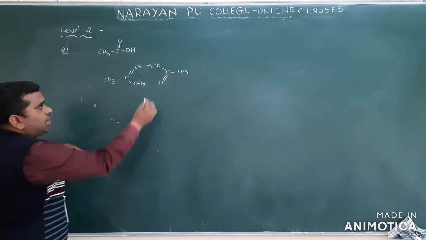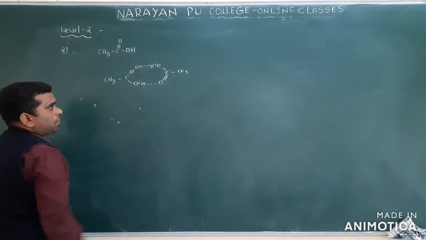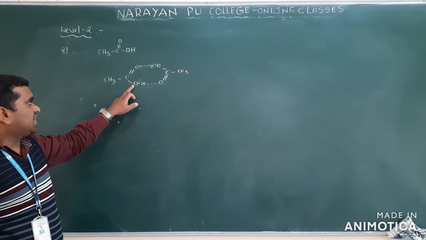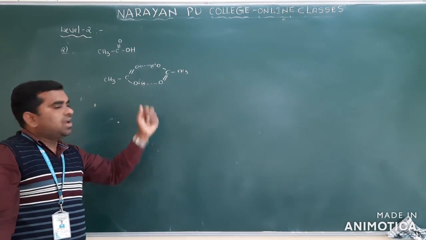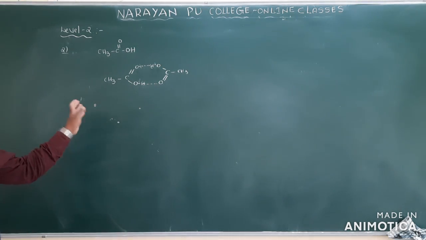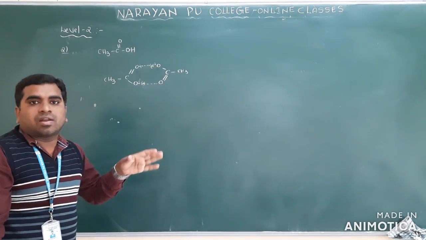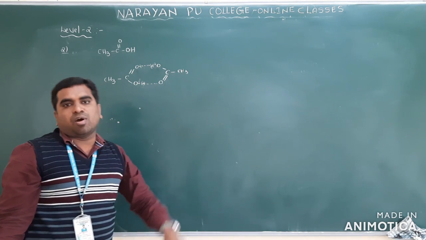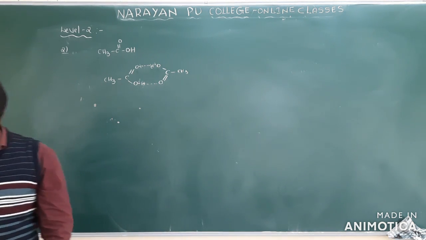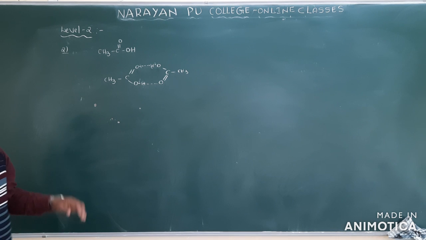And here also, there will be hydrogen bonding, because the hydrogen is attached to a highly electronegative atom, and a nearby highly electronegative atom is there. Is this hydrogen bond inter or intra? Inter. Why? This is one molecule, and this is another molecule. This is intermolecular hydrogen bonding. So that one. And orthonitrophenol.